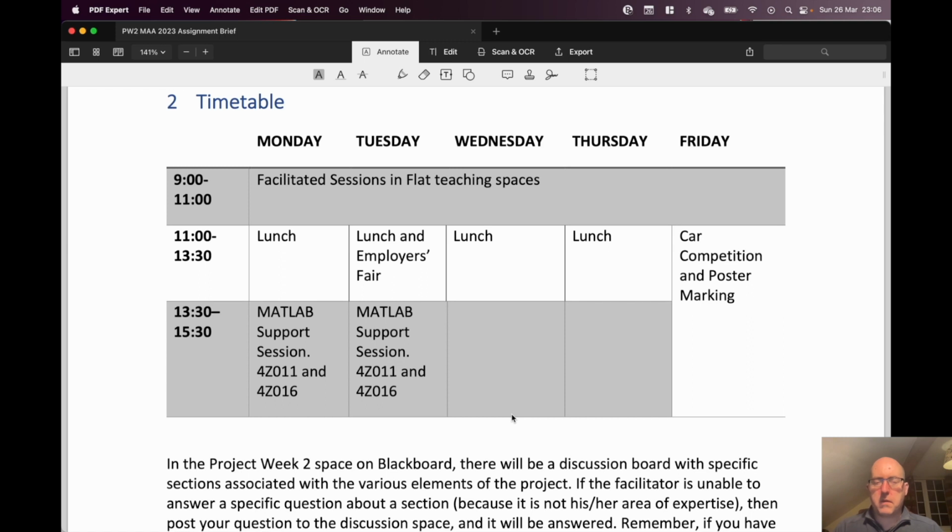On Friday, things finish at 11. At 11 o'clock that's when you've got to post your poster up. I'll talk about the submission in a minute. And then later on in the afternoon, probably from 1 o'clock onwards, we're going to be running a small competition. And again, I'll talk about that later on as well.